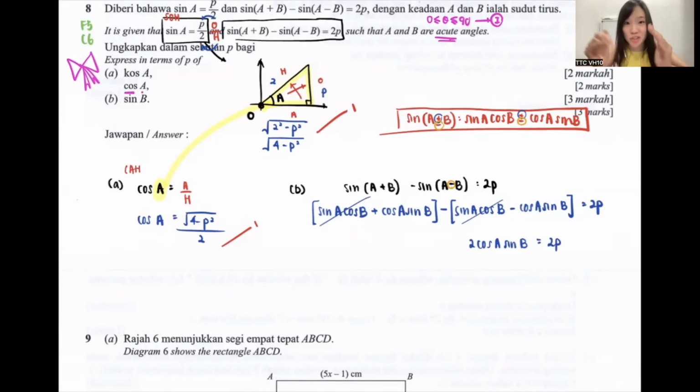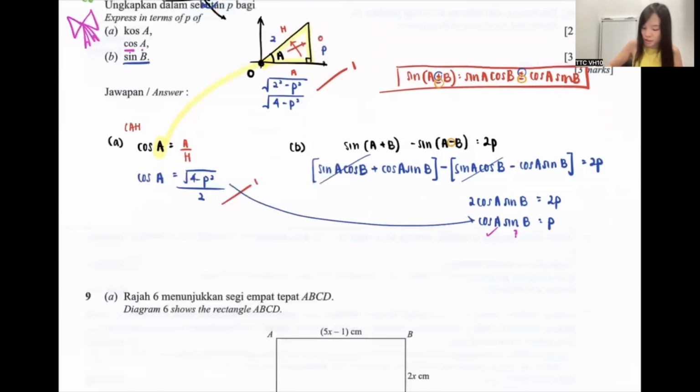From this long become this short already. So now, my dear, times 2, move it over, become divide by 2. Isn't it? I only get a p there, correct? And now your aim is to what? Find sine B. So that means you just want to find this one. If you just want to find this one, you need to have cos A. So where's your cos A? Luckily, just now you found. You guys can sub inside. Square root 4 minus p squared over 2 times sine B equivalent to p.